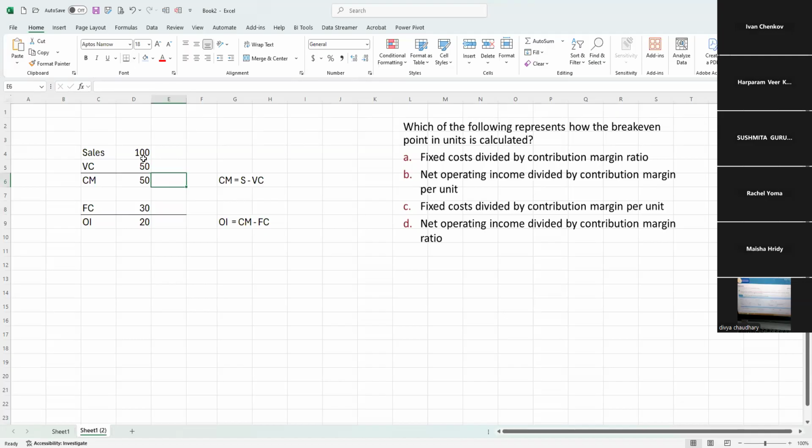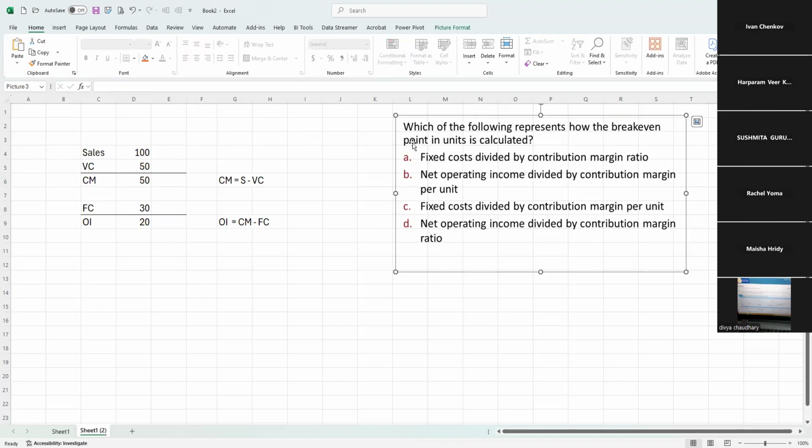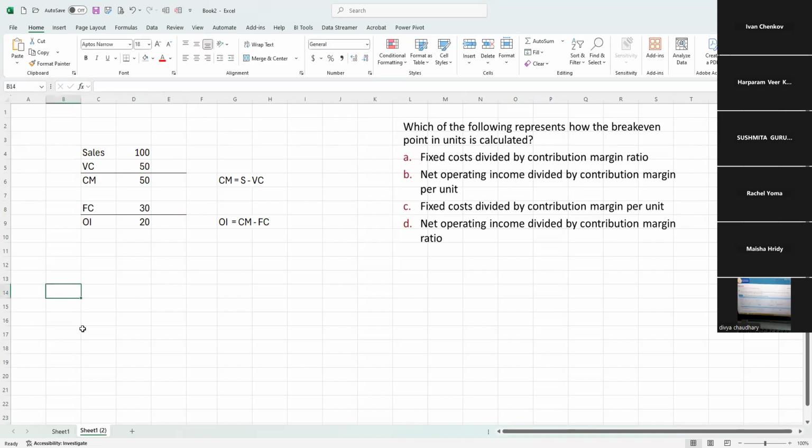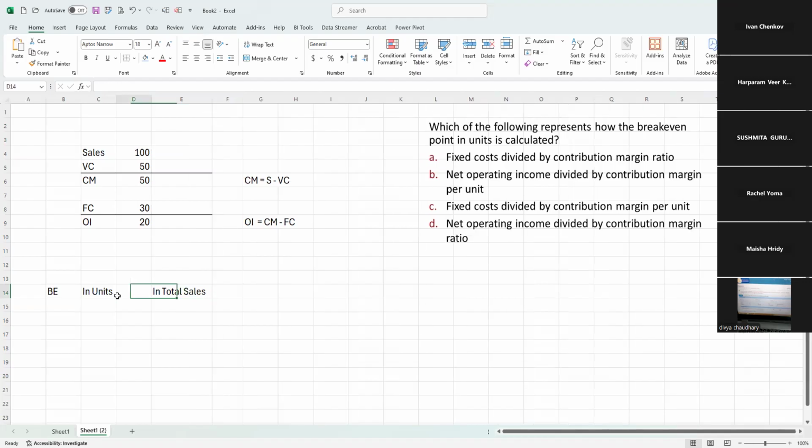Let's see now what we are chasing. What does the question ask? Break-even point. So we have two things to calculate. Break-even we can calculate in units and in total sales. Those are the two points: number of units and total sales. Correct?